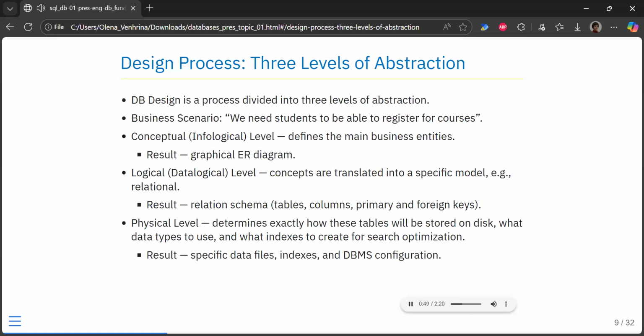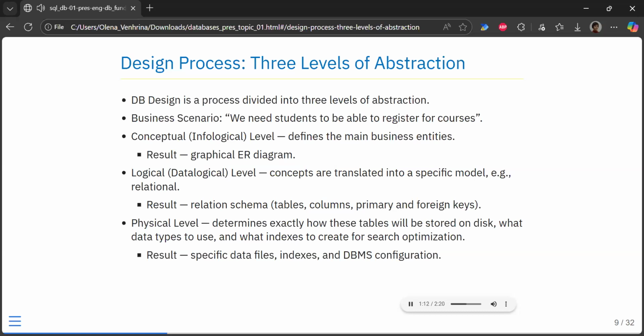What are the entities here? We have the entity student, and there is the course. What is the relationship between them? One student can study many courses, and one course can be attended by many students. This is a many-to-many relationship. That's it. At this level, the result is simply a relationship diagram and a blueprint of the business process.